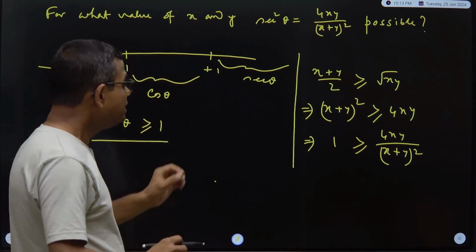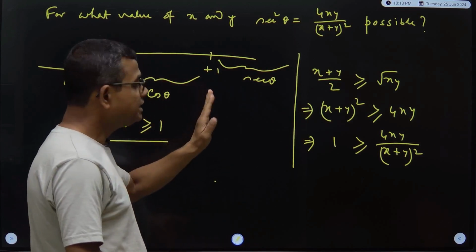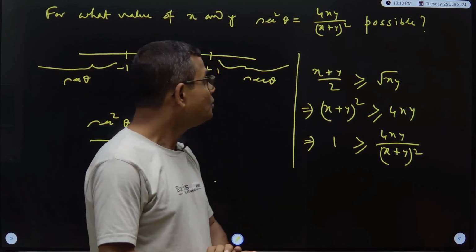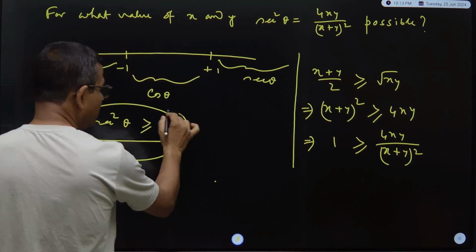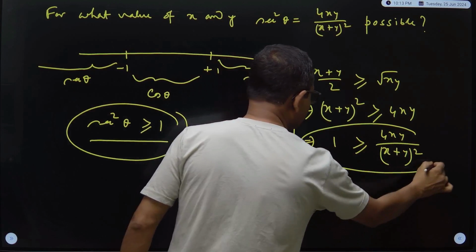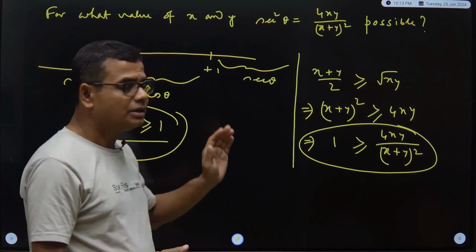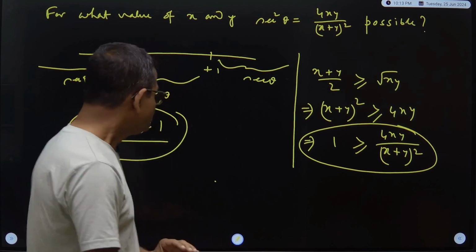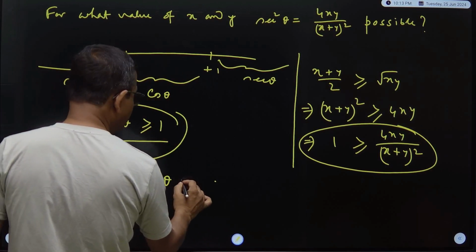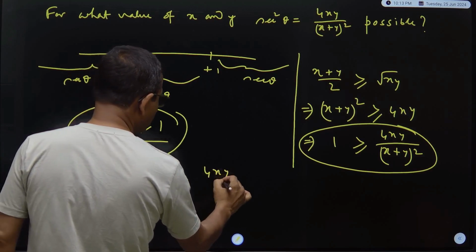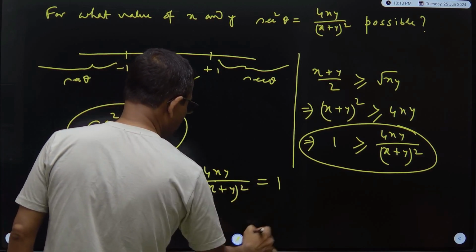So it is only possible when sec square theta equals 1. These two inequalities are only possible when both are equal to 1. So we can write sec square theta equal to 4xy by (x plus y) whole square equal to 1.